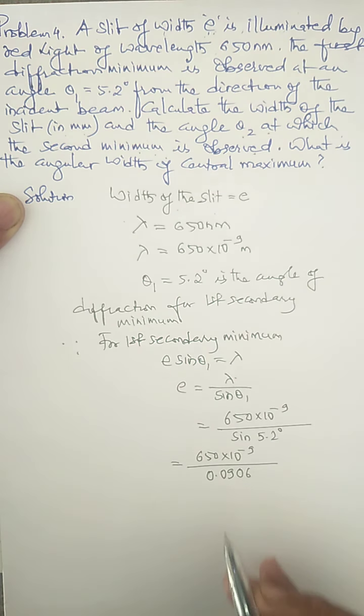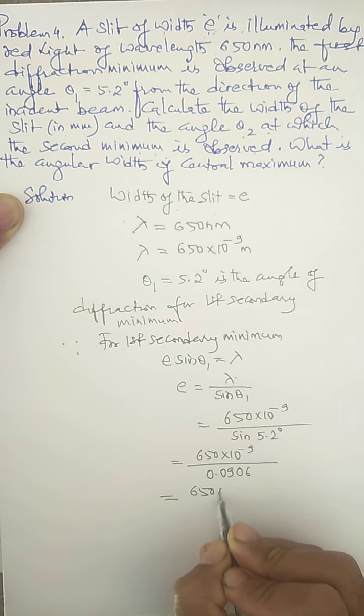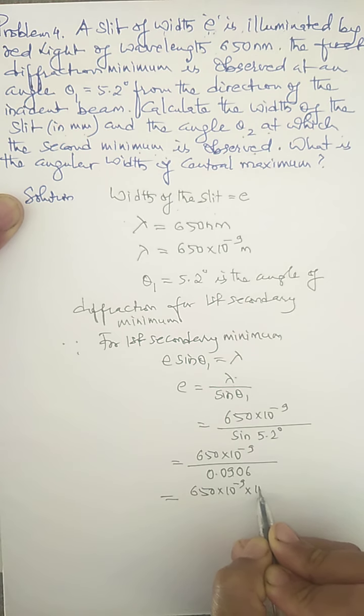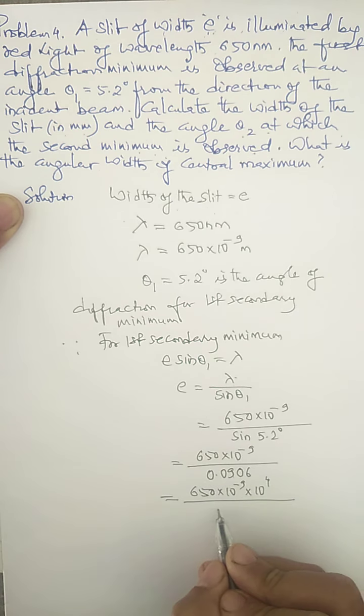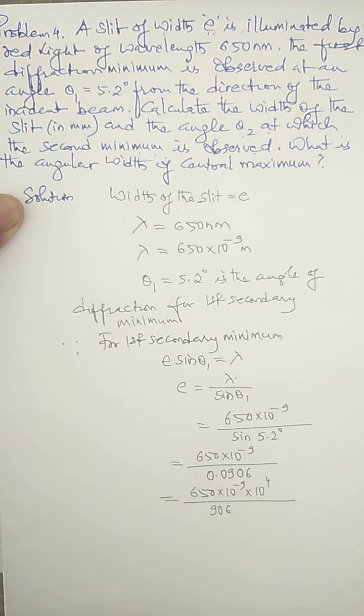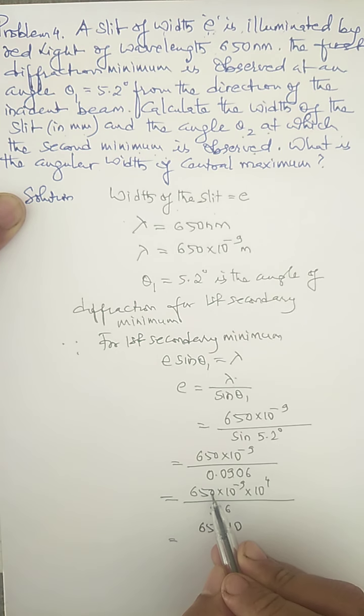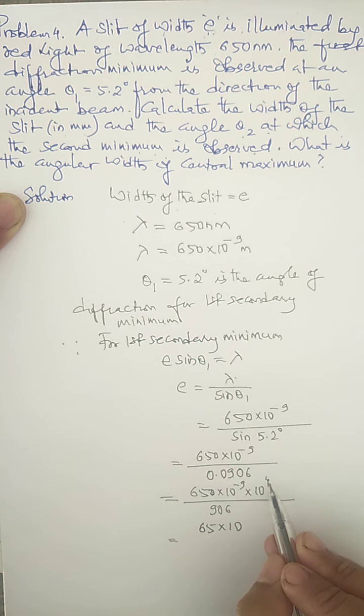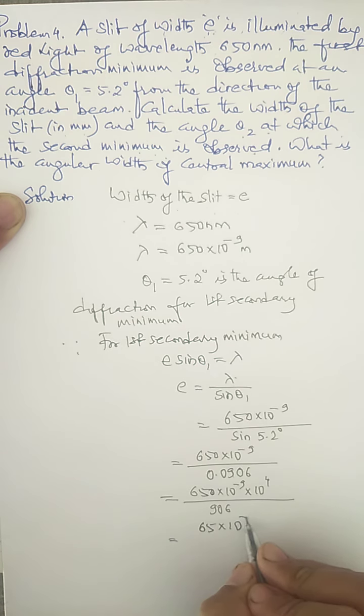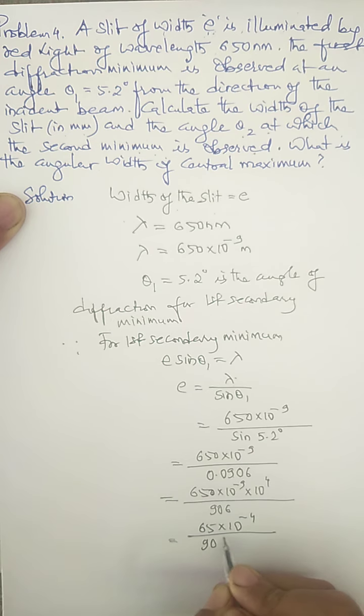Now I remove the decimal. After the decimal there are 4 numbers. So let me write it this way: 650 into 10 to the minus 9 into 10 to the power 4 by 906. Now this can be simplified further. I can write the expression as 65 into 10 to the power, 1 plus 4 is 5, 5 minus 9 means minus 4, by 906.